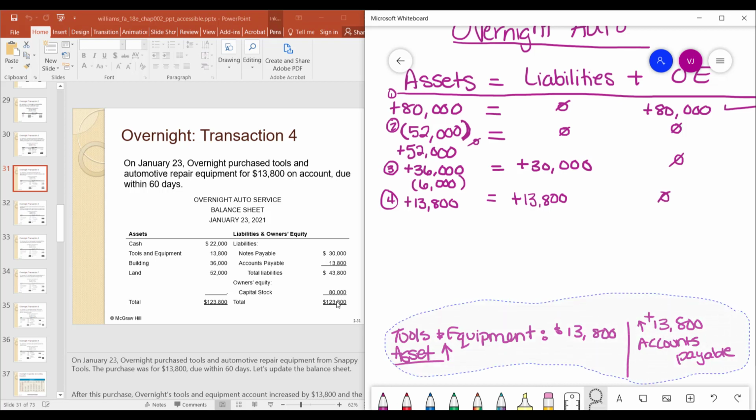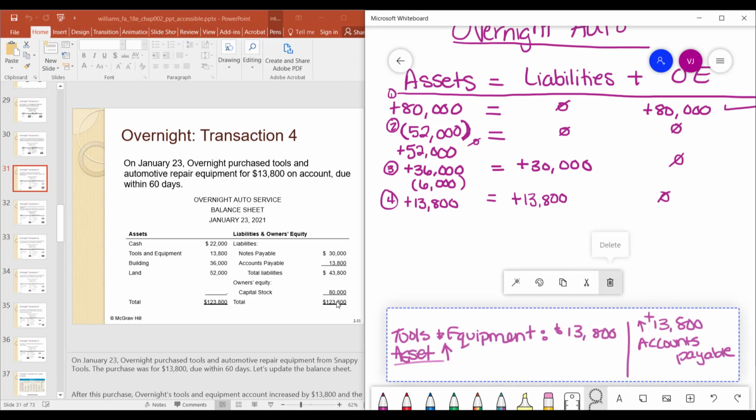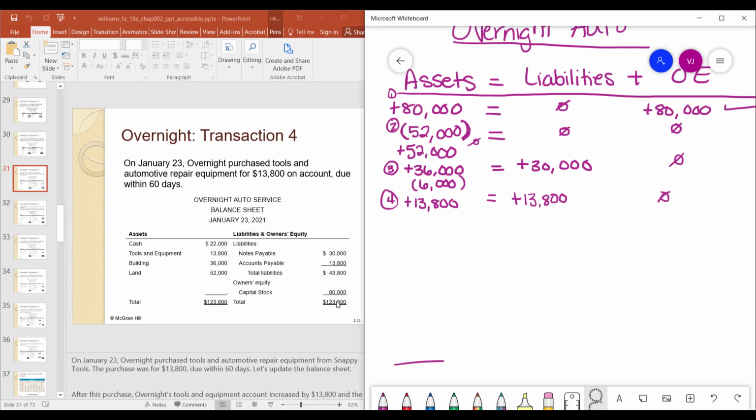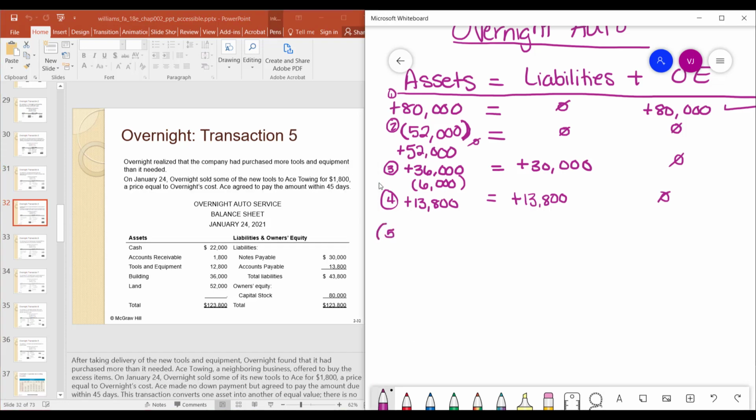And also, I encourage you, as you work through this, I want you to be working this with me. Have a piece of paper out and pause and rewind as necessary to make sure you really understand these transactions. Okay, transaction number 5. Overnight realized that the company had purchased more tools and equipment than it needed. On January 24th, Overnight sold some of these new tools to Ace Towing, another business, for $1,800, a price equal to Overnight's cost. Ace agreed to pay the amount within 45 days.